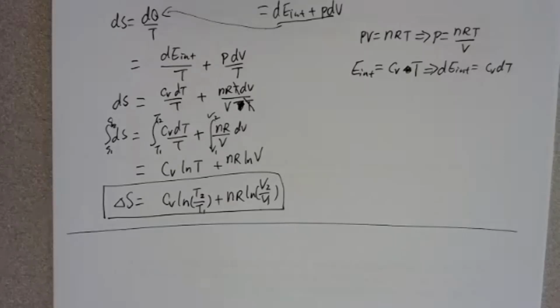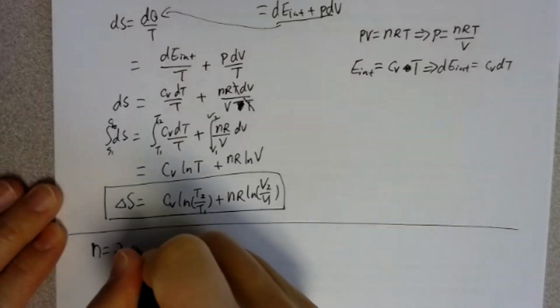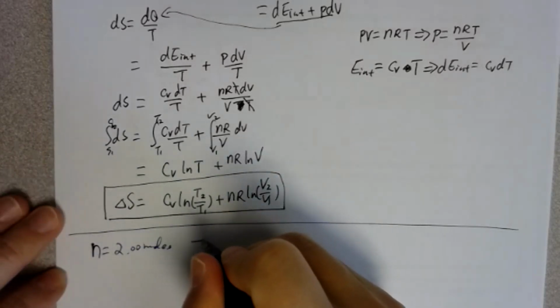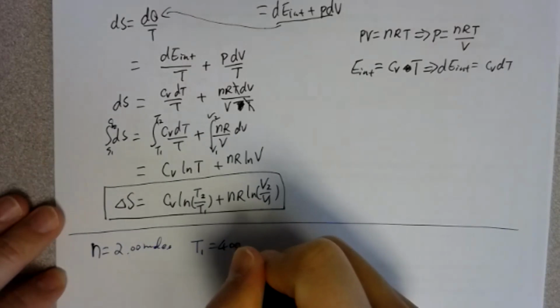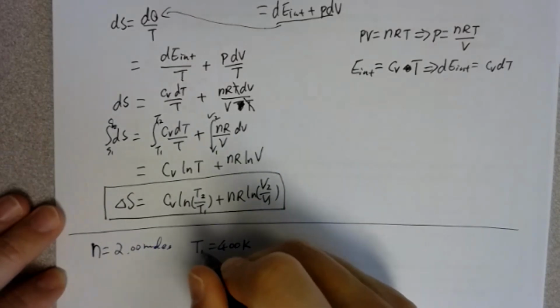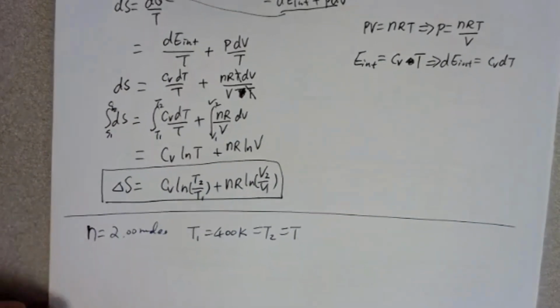So it says n is equal to 2 moles. Let's list the knowns first. Initial temperature T1 is 400, and that's the same as T2. So just say T1 and T2, both being T.